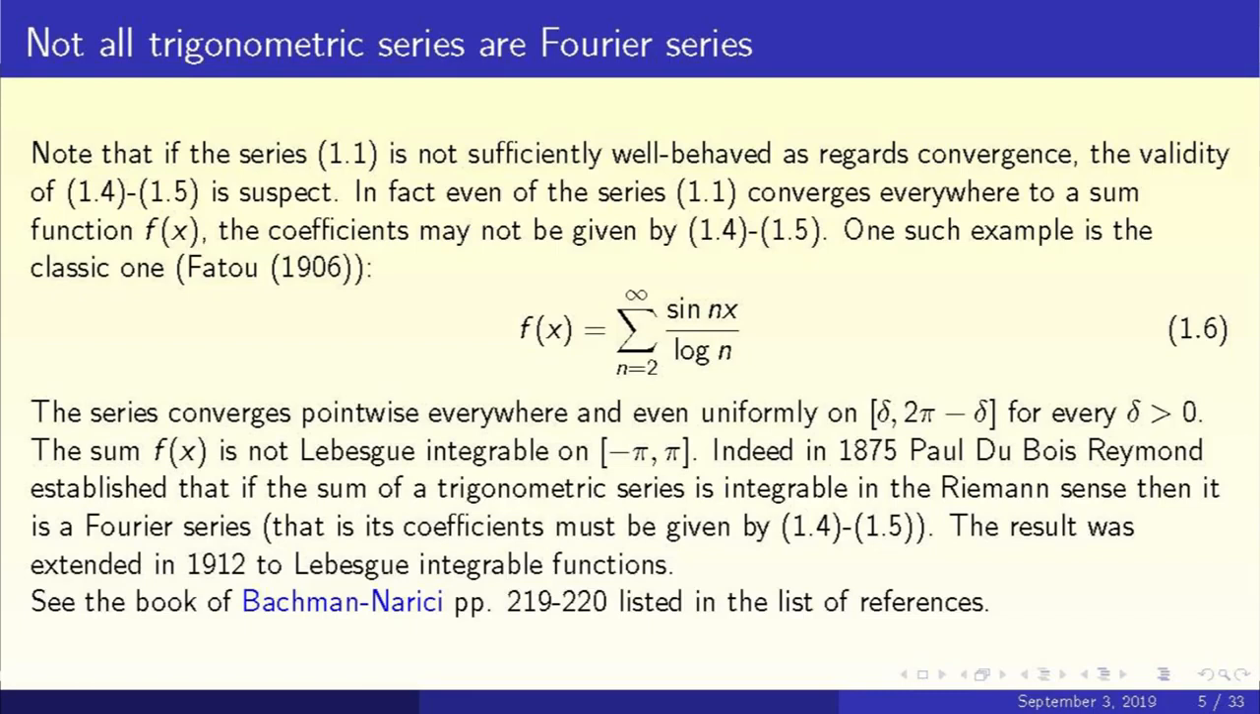We are not in a position to prove all these claims in this course, so I shall give you a reference to this, namely the book of Bachman and Narici. On page 219-220, you see the proofs of some of these claims that I have made. But the main point to remember is that not all trigonometric series are necessarily Fourier series. From now on, we shall only work with Fourier series of f of x.